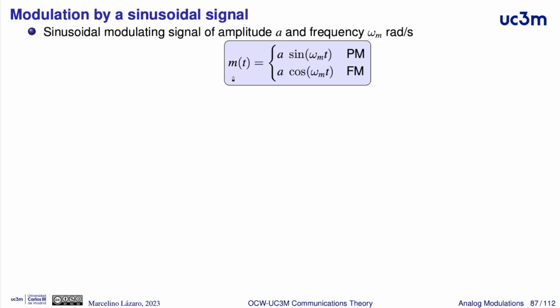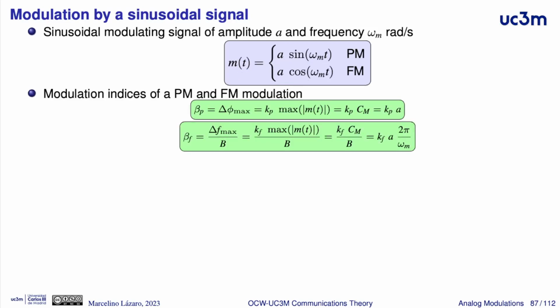In this case, the modulating signal m of t is going to be a sinusoidal signal, but we'll have a different representation for m of t to later have a common representation for the modulated signal s of t. Here, for a phase modulation, m of t will be a sine with amplitude A, and for the frequency modulation, it is a cosine with the same amplitude A.